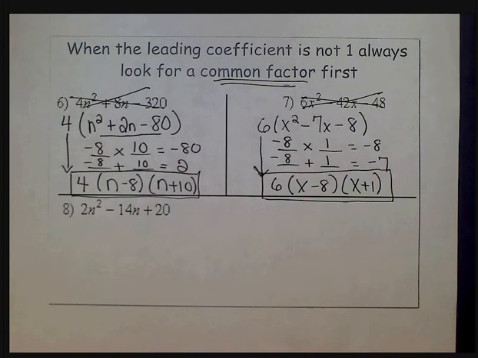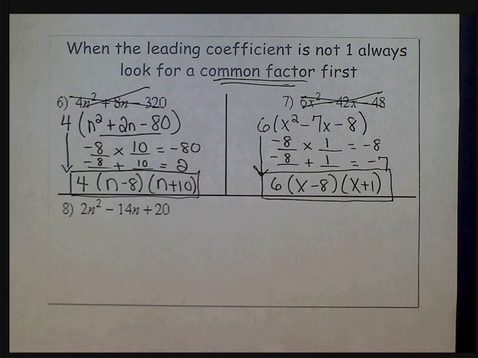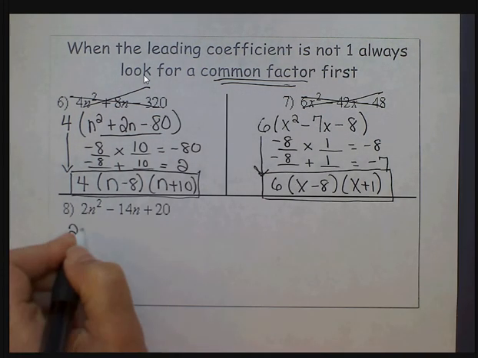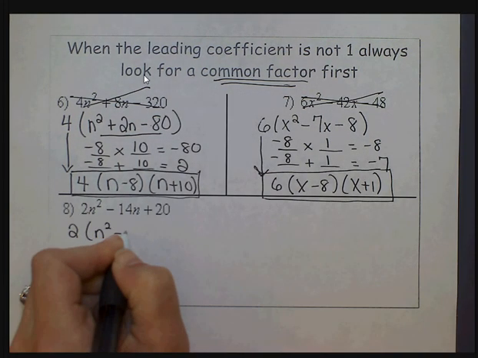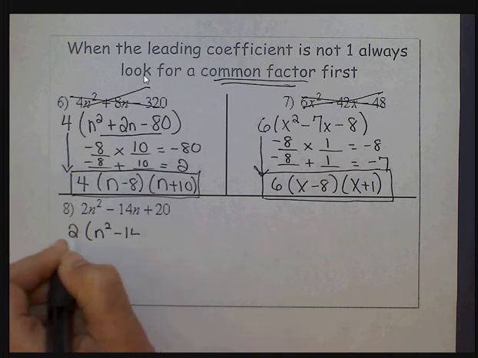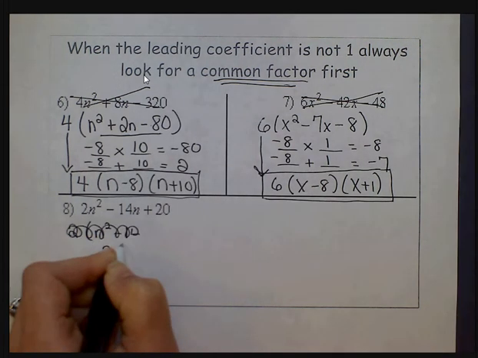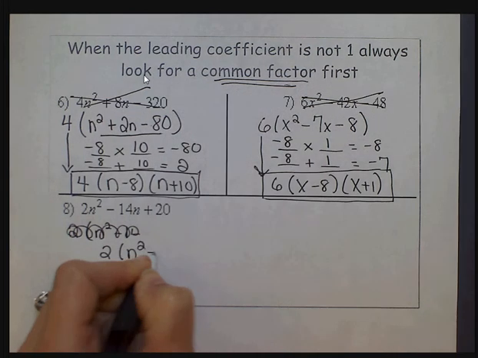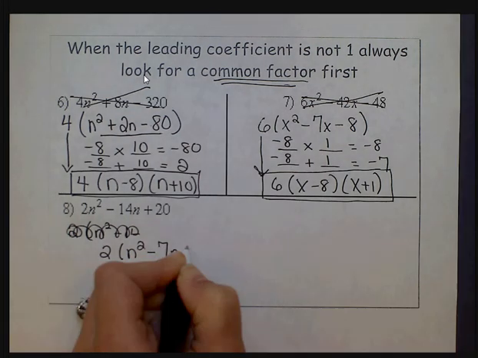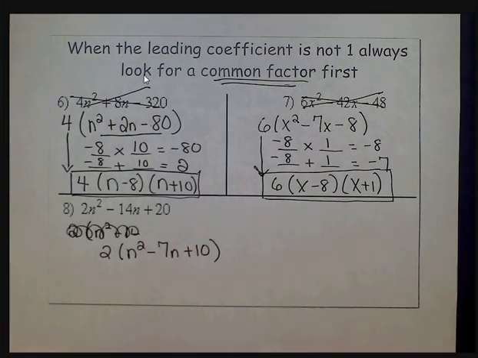Alright, and my last problem for this video, 2n squared minus 14n plus 20. You can see that the numbers have a 2 in common. So I'm going to pull the 2 out in front. So I'm left with n squared minus 14, sorry, let's try that again. I'm going to pull the 2 out in front, and I'm left with n squared minus 7n plus 10. I divide everything by 2.